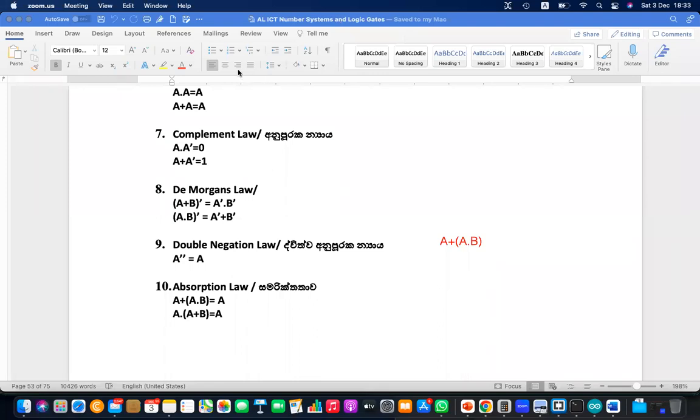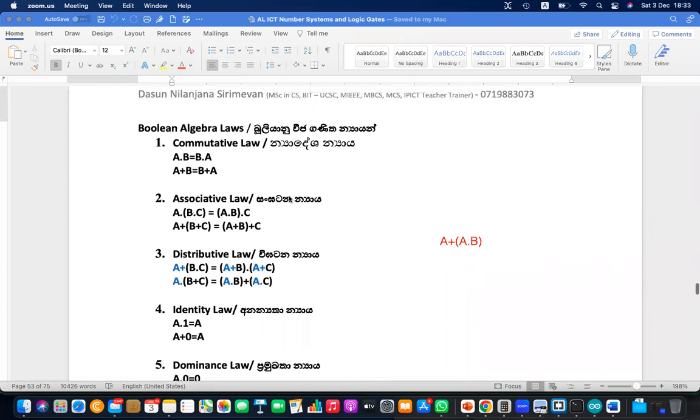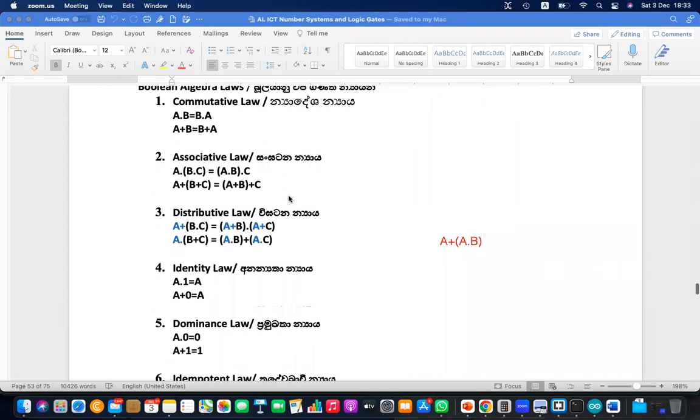If you try to apply the distributive law, what is the distributive law? These are the laws that we have learned. The distributive law says whatever is outside the bracket can be shared. Here A is outside the bracket.